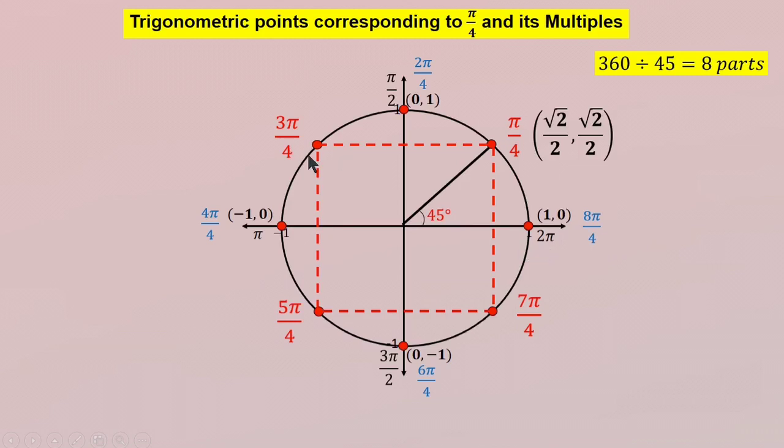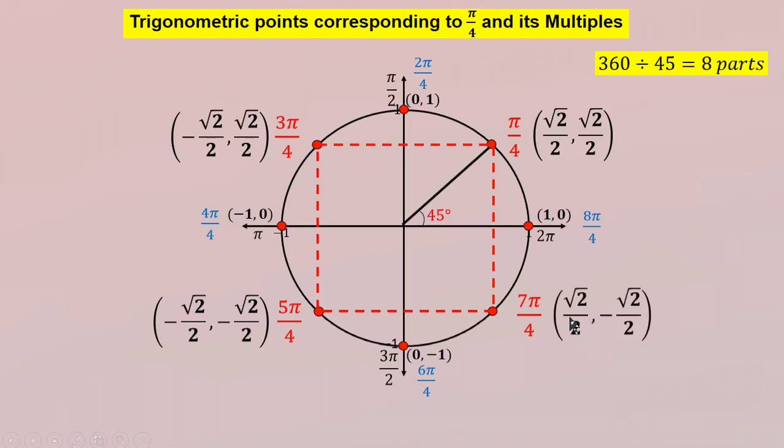The coordinates of these multiples are also square root of 2 over 2, square root of 2 over 2, that differ only in sign. Since this point is located on the second quadrant, x is negative, y is positive. This point is located on the third quadrant, so x and y are negative. While this point is on the fourth quadrant, thus x is positive while y is negative.